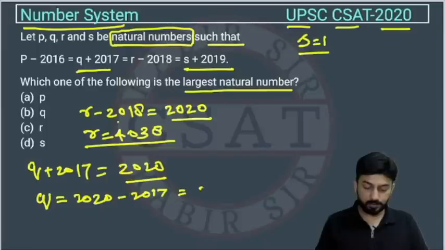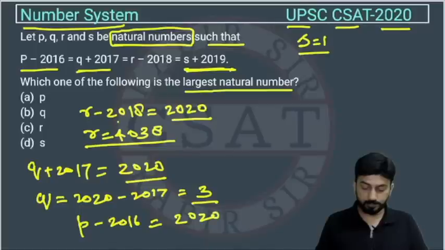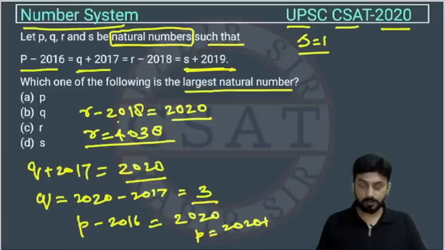Now similarly we will calculate the value of P. So P minus 2016 will be equal to this, because all are equal. So P will directly be equal to this. This is 2020, right? Then the value of P will be 2020 plus 2016, right? So this will become 4036, and what is the value of R?